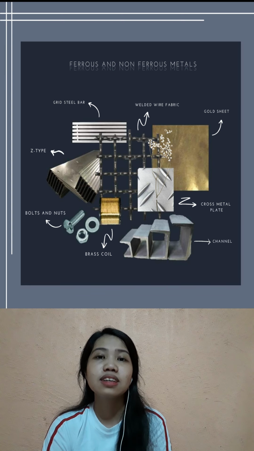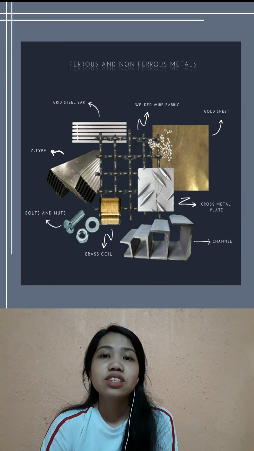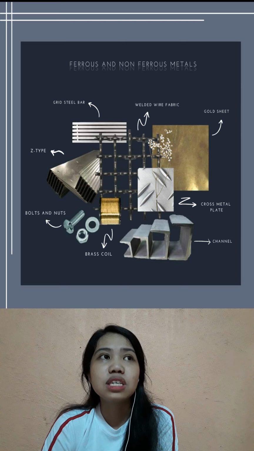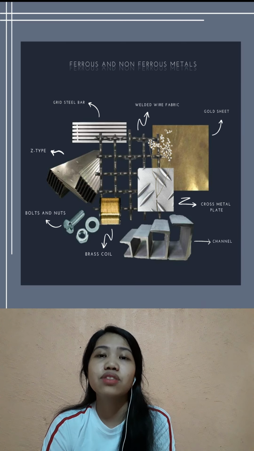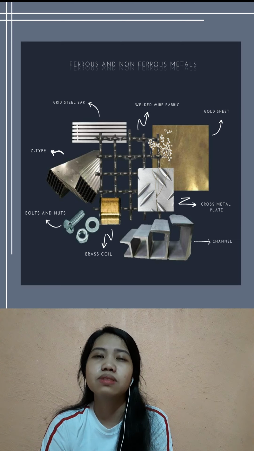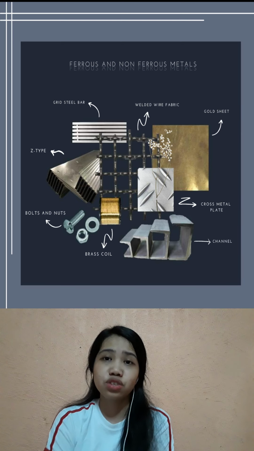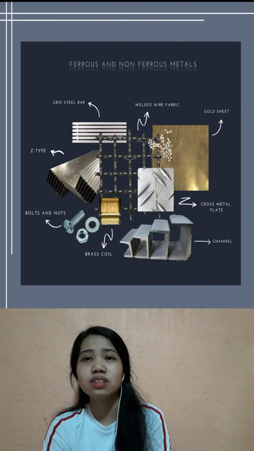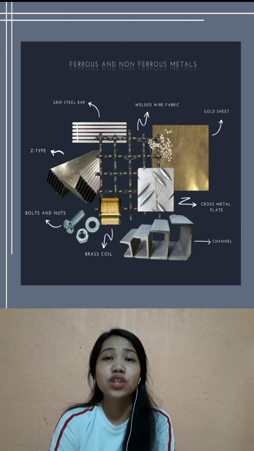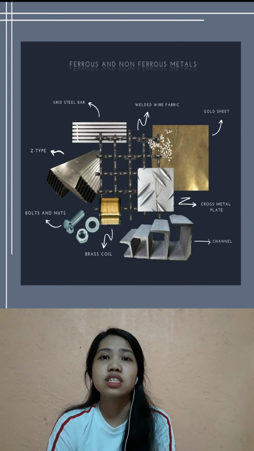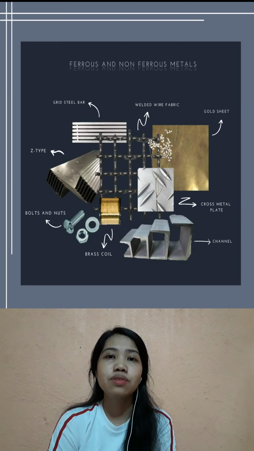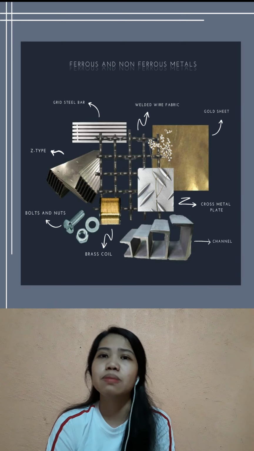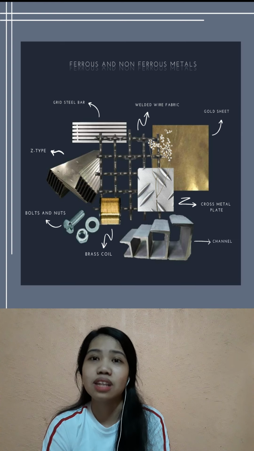Next is channel. Channel is often used in conjunction with L-beams and other steel products to build commercial and industrial buildings such as warehouses. It can act as girts, studs, braces, joists, or other structural components where the added strength of an L-beam is not actually necessary.